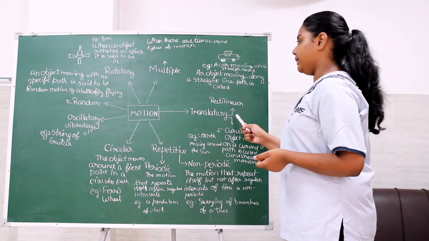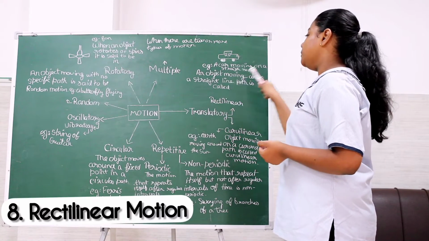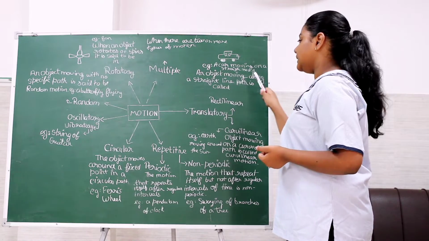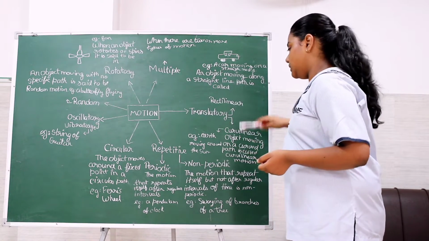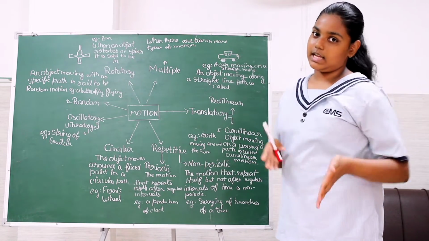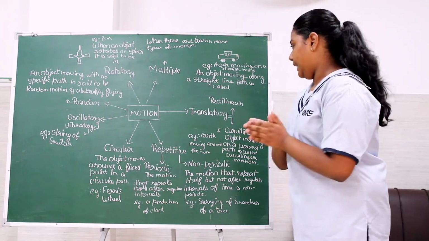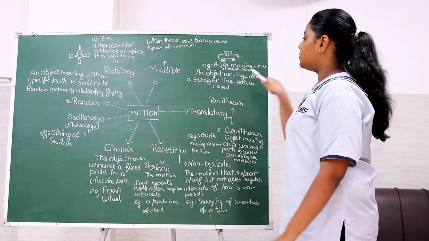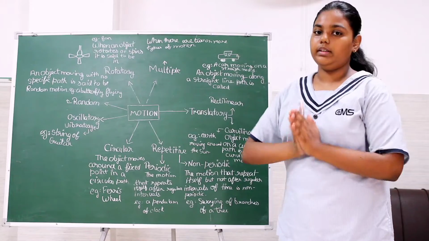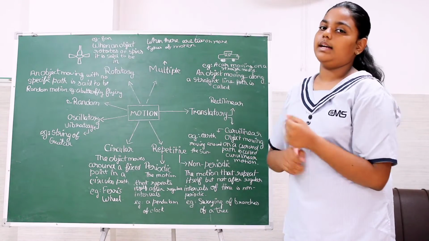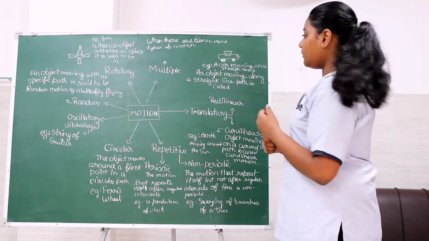Then comes rectilinear motion. An object moving along a straight line path is called rectilinear motion. So it is just the opposite of curvilinear motion, as it has to be in a straight line. An example is a car moving on a straight road. So it will be straight, that's why it is rectilinear motion.